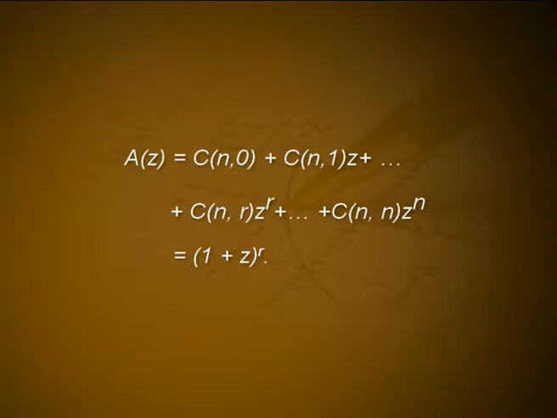The generating function of A is A of z equals C(n,0) plus C(n,1) z plus etc. plus C(n,r) z raised to r plus etc. plus C(n,n) z raised to n, which is equal to (1 plus z) the whole raised to n.